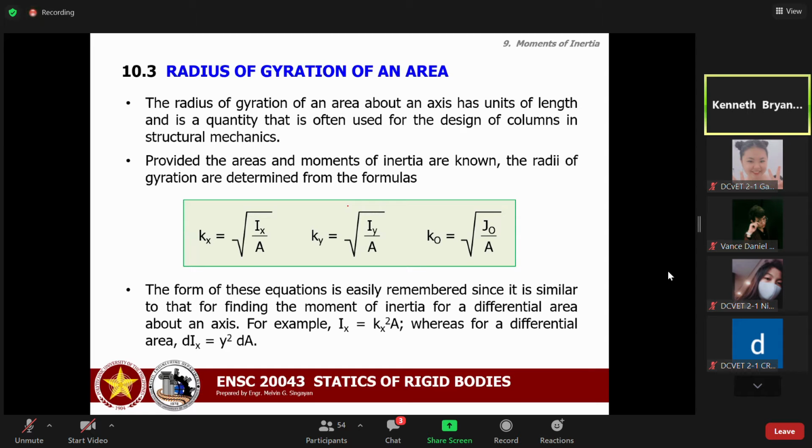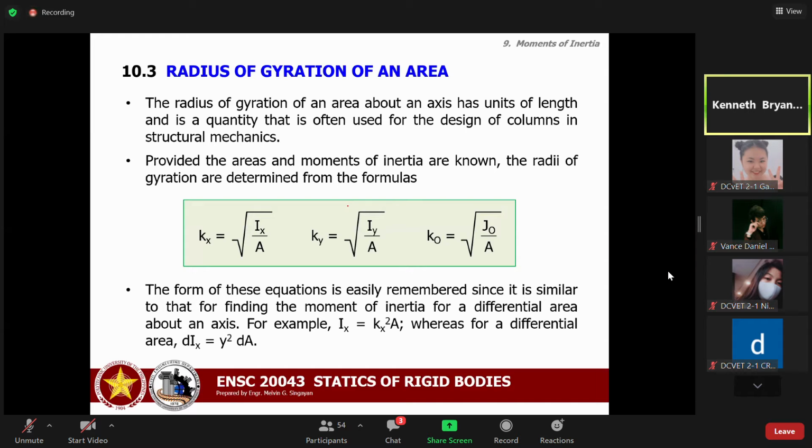The radius of gyration of an area about an axis has units of length and is a quantity that is often used for the design of columns in structural mechanics. So provided radii of gyration are determined from the formulas kx is equal to square root of Ix over A, ky is equal to square root of Iy over A, and ko is equal to square root of J over A. Radius of gyration is just equal to the square root of the moment of inertia over the area. Okay, so that's the radius of gyration.